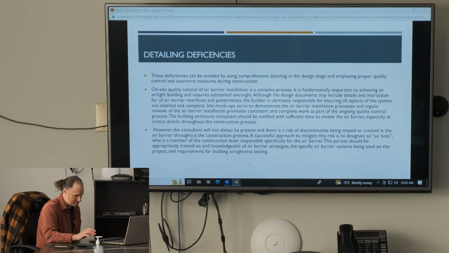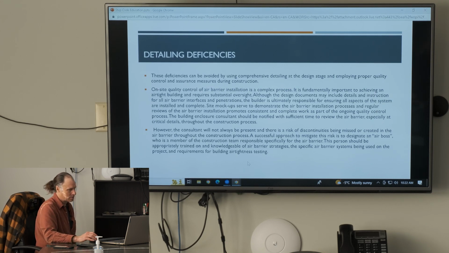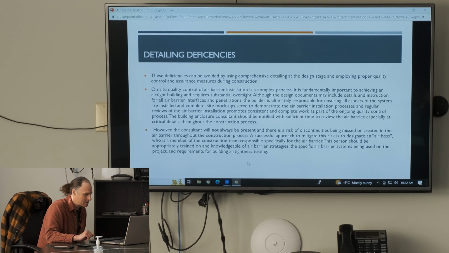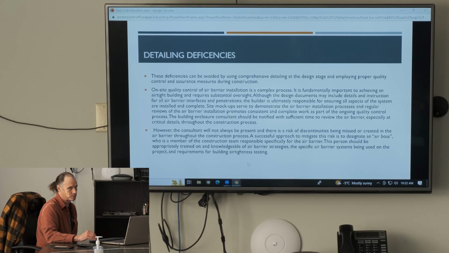Site mock-ups serve to demonstrate the air barrier installation processes, and regular reviews of the air barrier installation promote consistent and complete work as part of the ongoing quality control process. The building enclosure consultant should be notified with sufficient time to review the air barrier, especially at critical details throughout the construction process. However, the consultant will not always be present, and there is a risk of discontinuities being missed or created in the air barrier throughout the construction process.